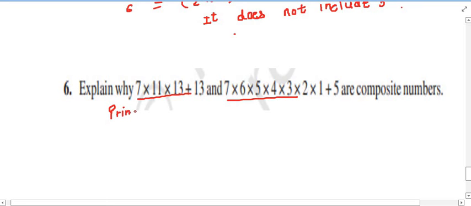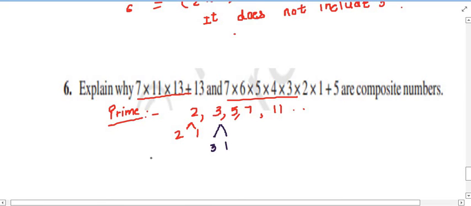Prime numbers are numbers that have only two factors, that is, one and the number itself. Let's take the examples 2, 3, 5, 7, 11. These have only two factors. Factors of 2 are 2 and 1. For 3 we have 3 and 1. Similarly for 5 we have 5 and 1.